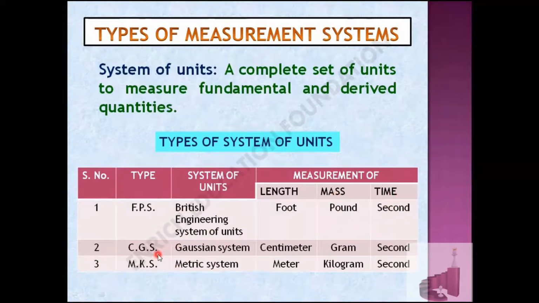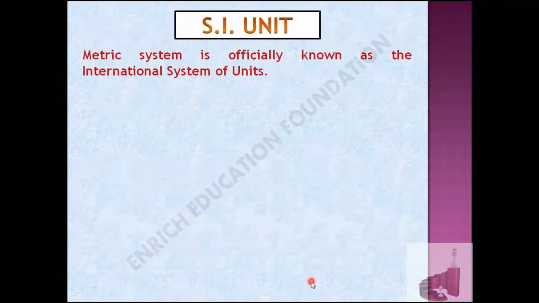In CGS system, which is also called a Gaussian system, the length has the unit centimeter, mass has the unit gram, and time has the unit second. In MKS system, that is in the metric system, unit of length is meter, unit of mass is kilogram, and unit of time is second. Now students, you can see that in all these three systems, the unit of time is the same, that is second.